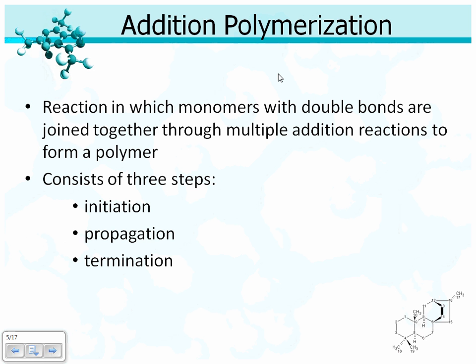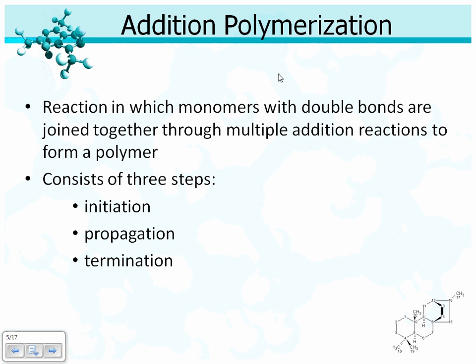This is a reaction in which monomers with a double bond, so we have an addition reaction, you're already familiar with that, join together through multiple addition reactions to form a polymer. Remember that in your basic addition reaction, when you have a double bond, one of them broke and opened up so that those carbons could bond to two new things. This is going to be the same process, but a little bit more complicated because we're going to have lots of double bonds linking lots of monomers together into a polymer.